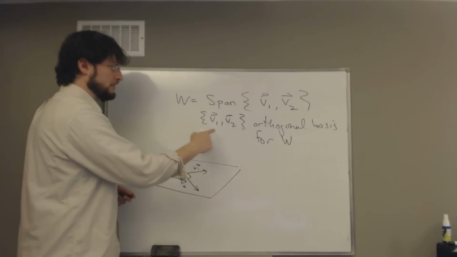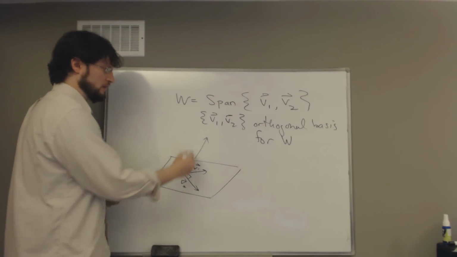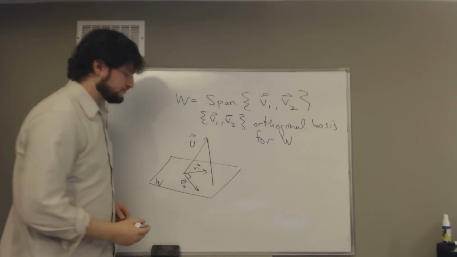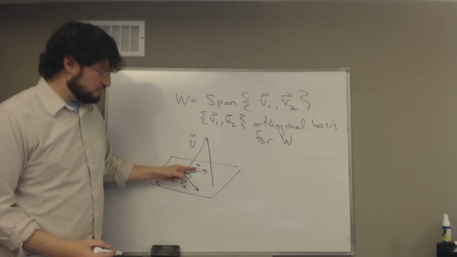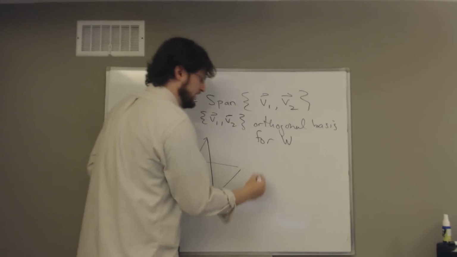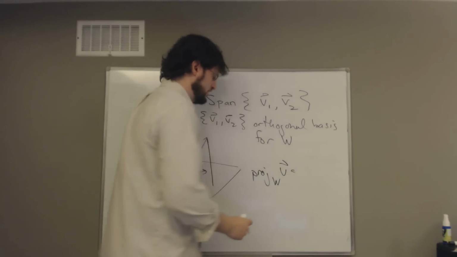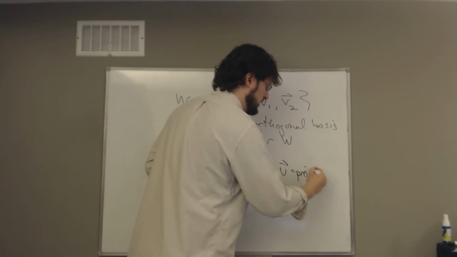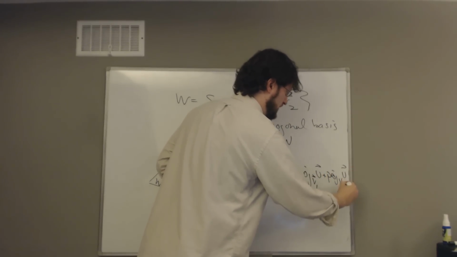Let's think about u, which points somewhere else, off of this entire subspace w. If I want to project u down onto w, the idea is that we're going to project u onto v1, and project u onto v2, and then add up what we get. So the projection of u onto w will be just the sum of the projections onto each of the basis elements: the projection of u onto v1 plus the projection of u onto v2.